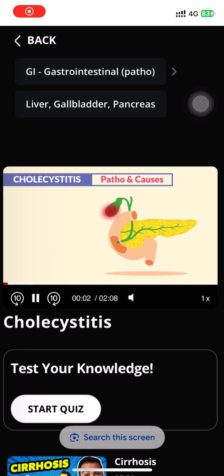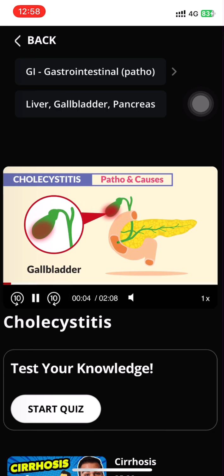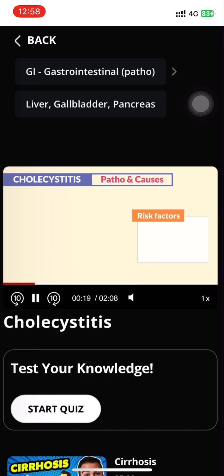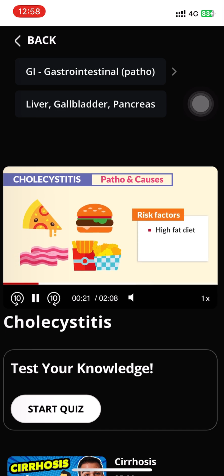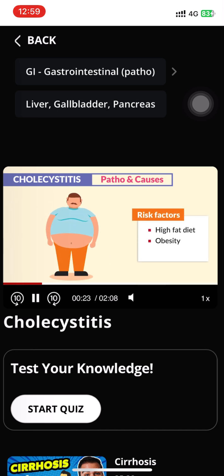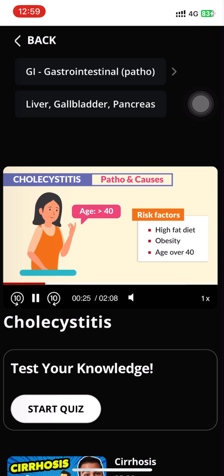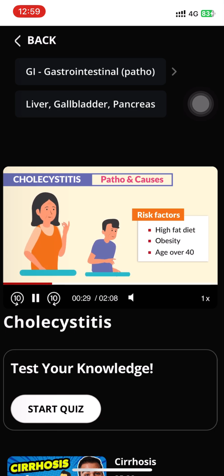Now for cholecystitis. This is inflammation of the gallbladder, typically caused by gallstones, also called cholelithiasis. Now these little stones block the ducts that lead out of the gallbladder, resulting in a backup of bile, which causes inflammation. Now the main risk factors include a high-fat diet, obesity, as well as age over 40. And for some reason, females are more susceptible than males.